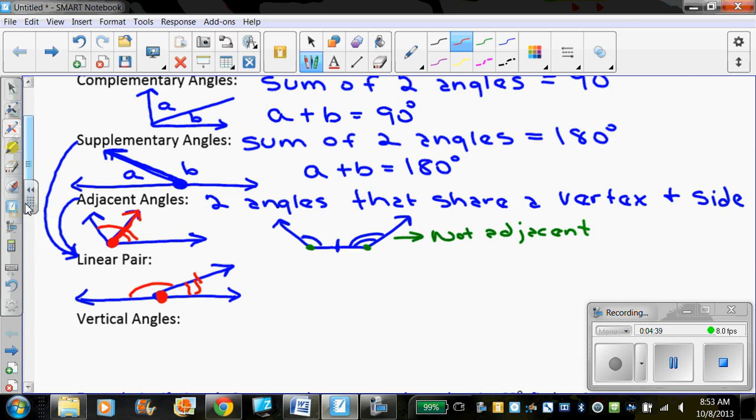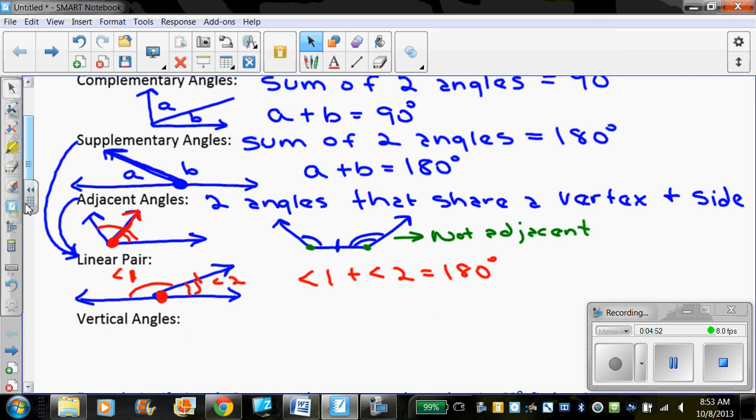So if I say this is angle 1 and this is angle 2, angle 1 plus angle 2 has to equal 180 degrees, and they're adjacent. So that's a linear pair, by the definitions of both.